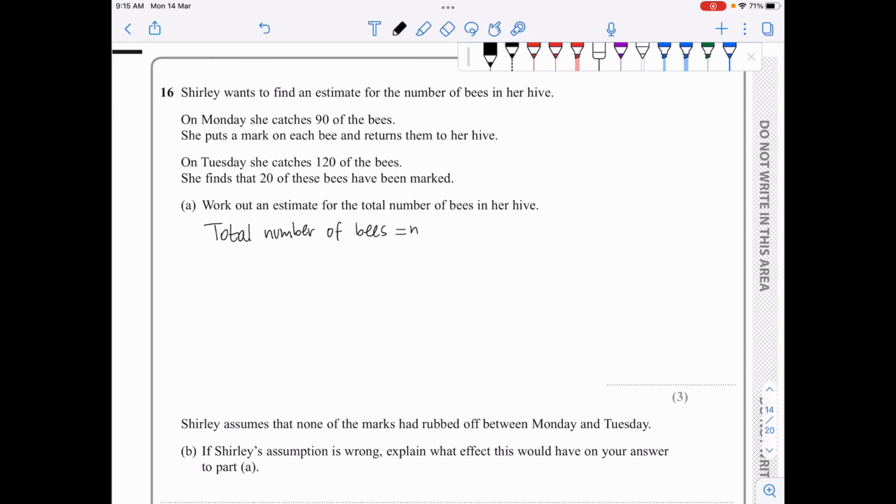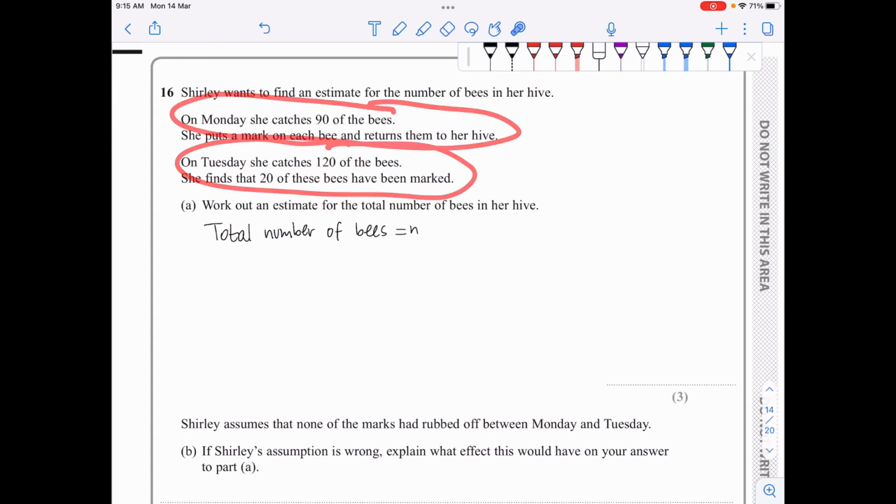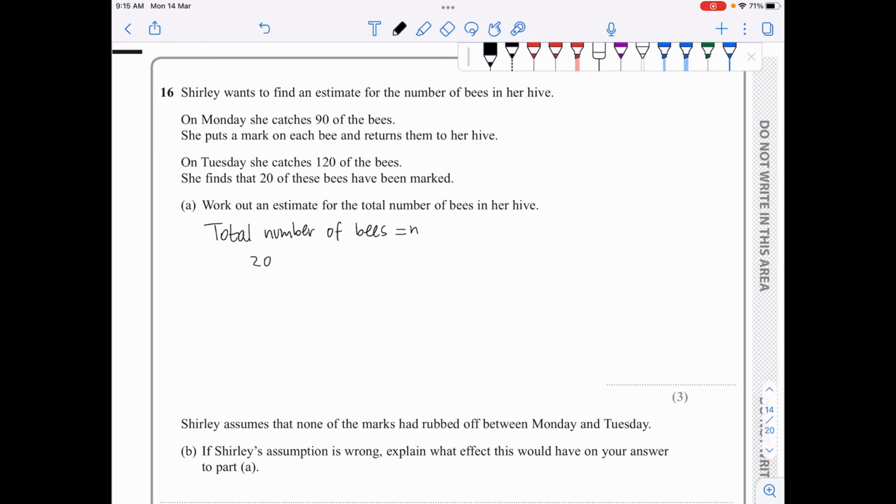So the idea is that the proportion of marked bees in Tuesday's sample and the proportion of marked bees in Monday's sample should be the same. So this means that 20 over 120 should be equal to 90 over n. Now 20 with 120 leaves me a 6. So n is 6 times 90, which is 540, and that's an estimate.